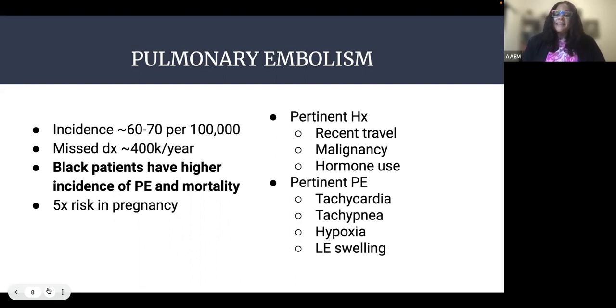Physical exam findings can be nondescript, but include tachycardia, tachypnea, hypoxia, and lower extremity swelling. And it's important to note that we most commonly think of DVTs in the lower extremities, but patients with malignancies, patients with recent instrumentation can develop DVTs in the upper extremities as well, which portends a poor prognosis.